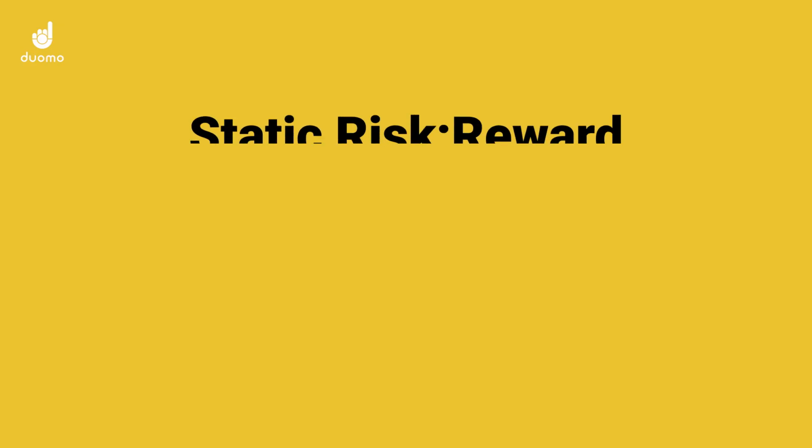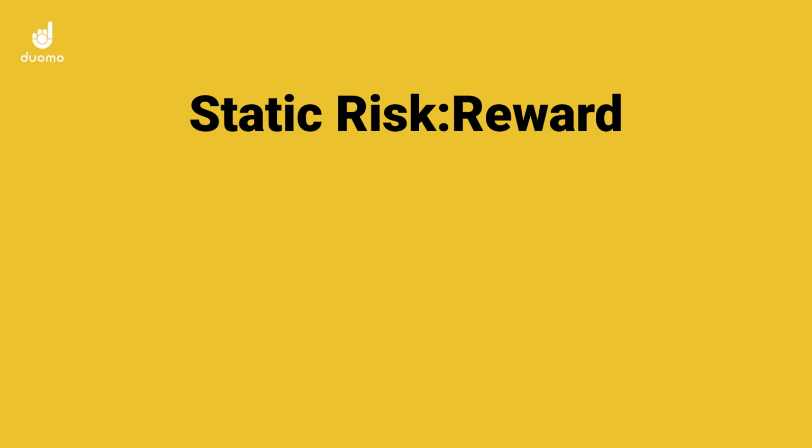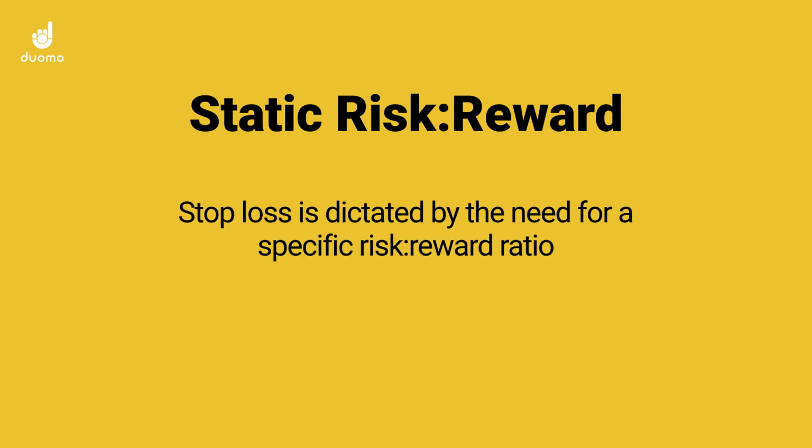The next common method is to try to enforce a static risk-reward ratio. You see, some people will already have decided that they want all of their trades to be something like a 1 to 3, where they're risking 1 to earn 3. And that's great, it's a good idea. But then rather than finding opportunities that represent that ratio, they'll force it instead.